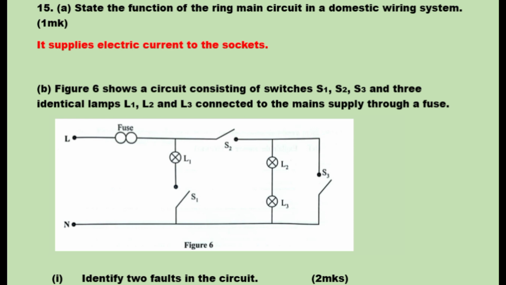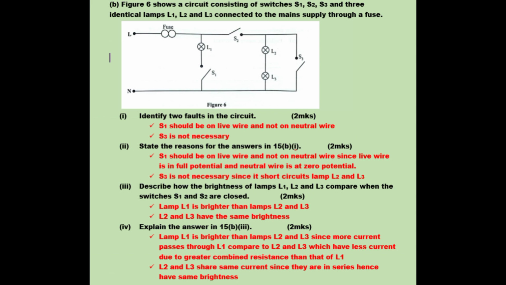B. Figure 6 shows a circuit consisting of switches S1, S2, and S3, and 3 identical lamps L1, L2, and L3 connected to the mains supply through a fuse. You can see the fuse, bulb L1, L2, and L3. Those are 2 more bulbs. We have 3 switches S1, S2, and S3, and then we have the live wire and neutral wire. Roman 1, identify 2 faults in the circuit.